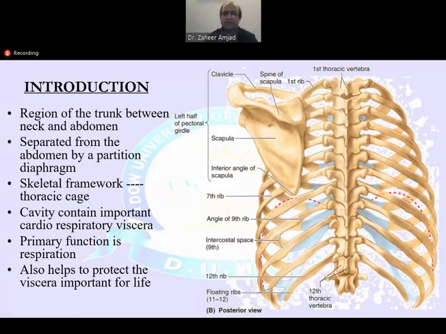It is attached to the margins of the thorax over there. But because it protrudes inside, upwards into the thorax, the thoracic cavity itself is a very small cavity. And the abdominal cavity is extended into the thorax so that the upper viscera of the abdomen, like the liver and the spleen and the upper part of the stomach, lie under the protection of this rib cage. And the primary function, as I told you before, is respiration.